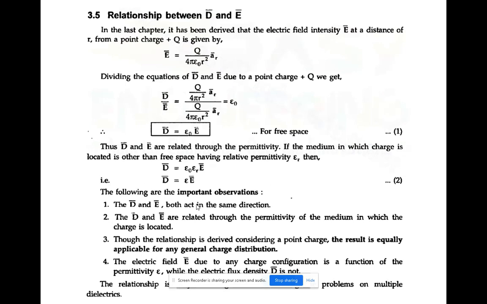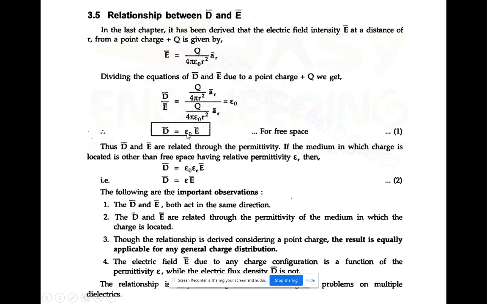We are going to find the relationship between the D vector and the E vector. D vector is electric flux density, and E vector is electric field intensity. See the difference. Now we find the relationship between those two. E vector is q by 4 pi epsilon naught r square into unit vector. D vector is q by 4 pi r square into unit vector AR. Take the ratio, D by E. Substitute D's value, 4 pi r square into A vector, and for E vector, q by 4 pi epsilon naught r square into unit vector. Only epsilon naught remains, and everything else cancels.